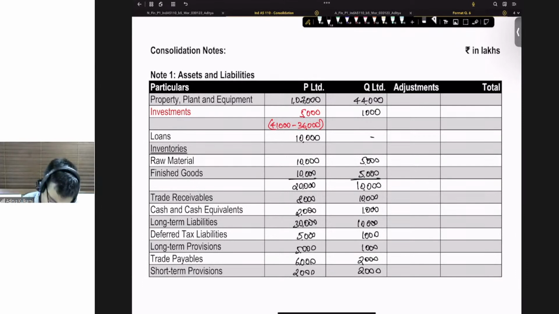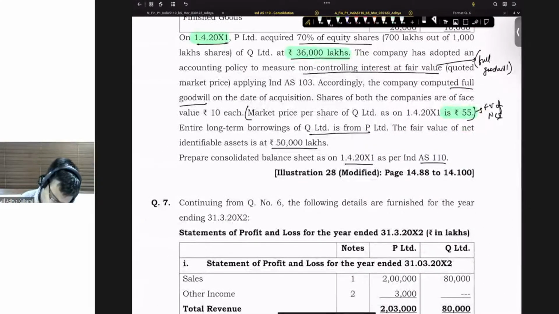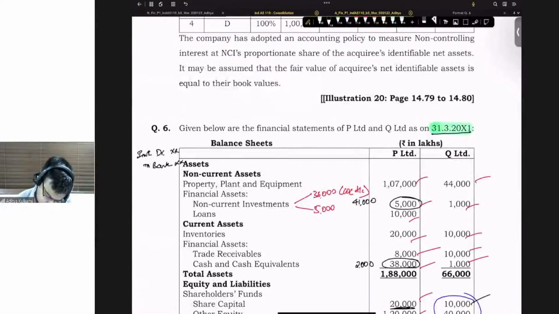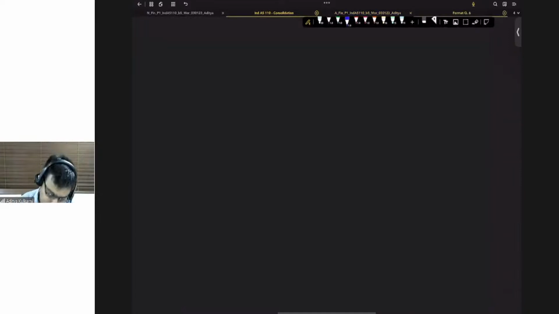So there are no adjustments except one, which is your intercompany loans. Somewhere they have mentioned entire long-term borrowings of Q is from P Limited. Okay. So where is the long-term borrowings? Long-term liabilities of Q. That means this 10,000 is entirely from P Limited. So we will have to eliminate it because they are intercompany loans and advances.